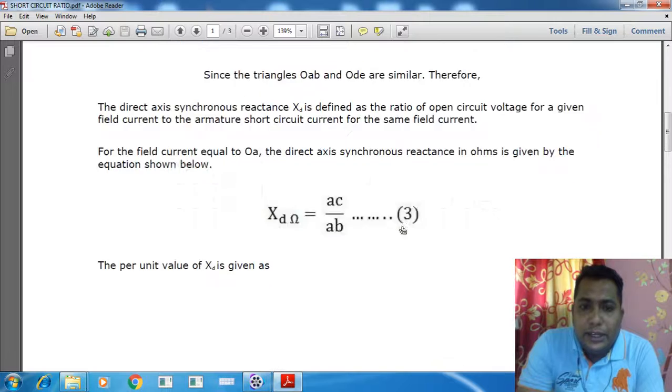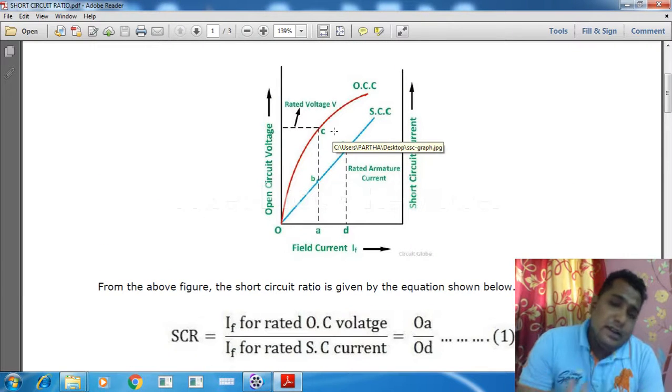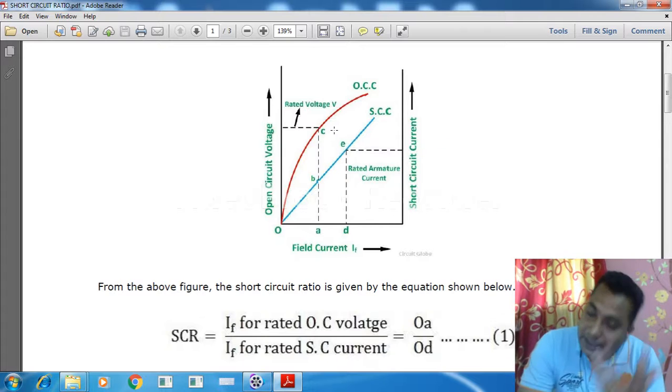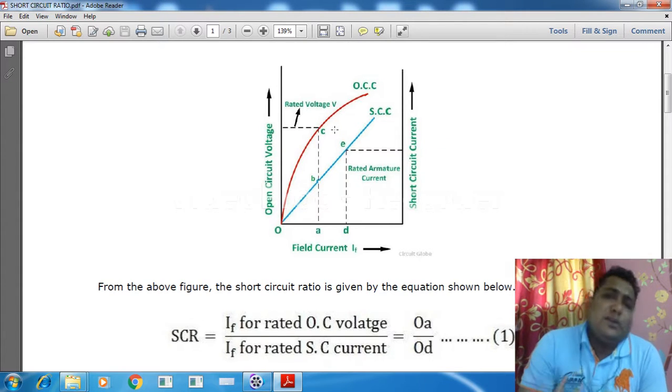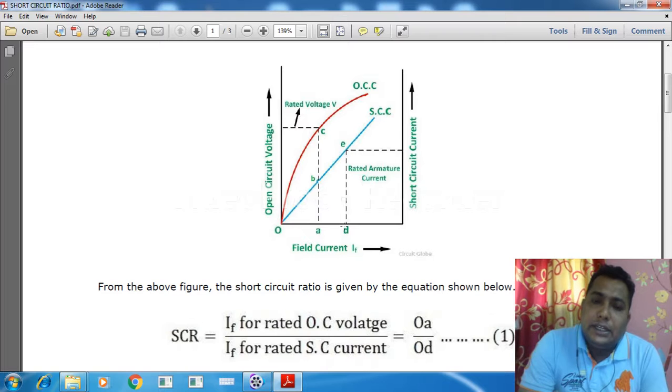So again coming back to here, suppose we are considering this waveform is for a particular phase. Okay, maybe phase A, phase B, or phase C. Say if the three phases are A, B, C, then per phase rated voltage means this is the rated voltage that is representing the AC, and in that phase what is the rated armature current? This DE is representing the rated armature current.